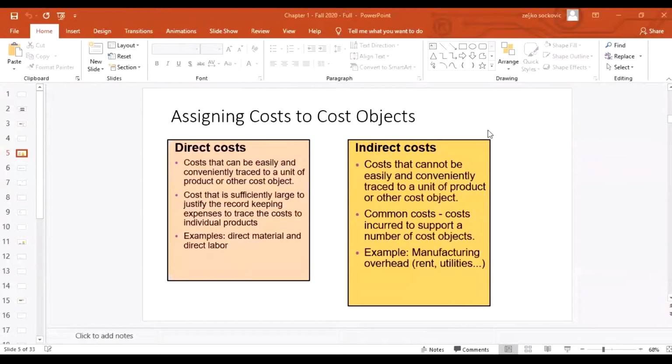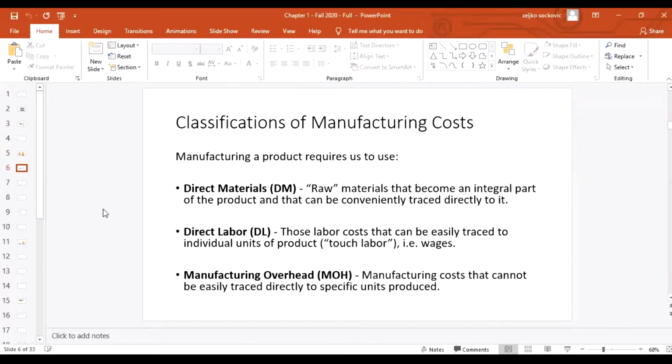So you put those indirect costs, like overhead, for example, just into one bucket and say, well, I'm going to just say for the whole month this was $100, and I'm going to spread this over all of my products, right?